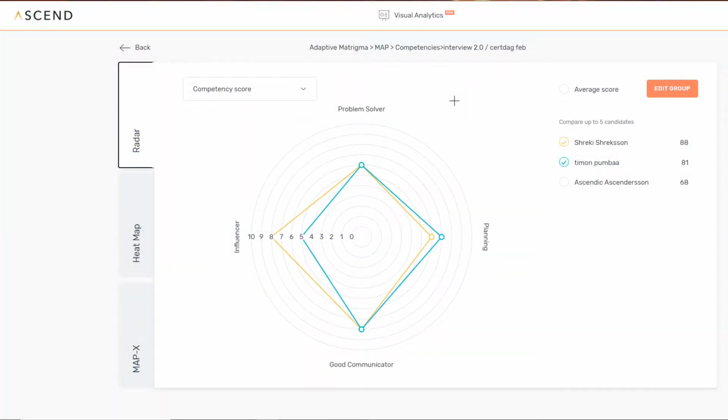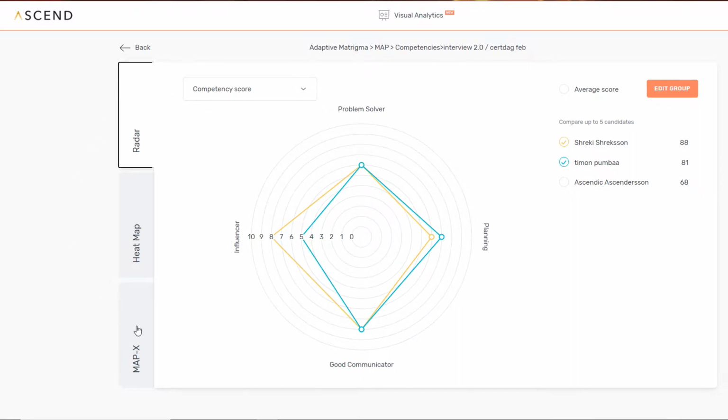In this video, I'm going to show you how visual analytics works for MapX. And for you who don't know, MapX is our new tool that helps you understand how people under stress and pressure might behave in a way that might not be beneficial to them. So it's a risk test.